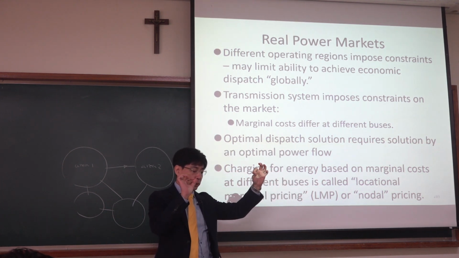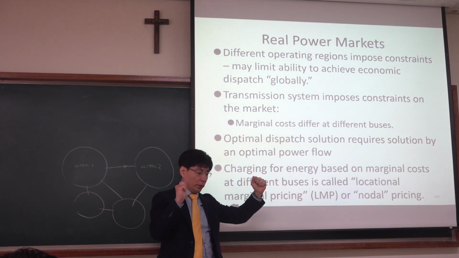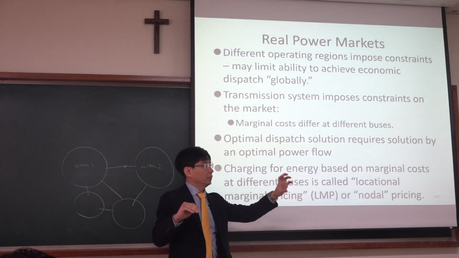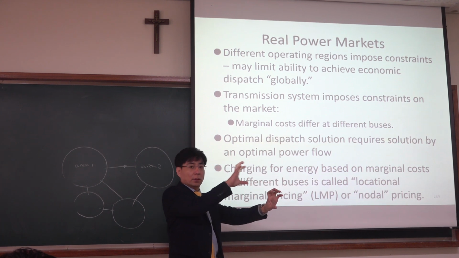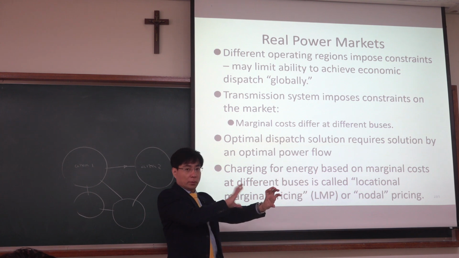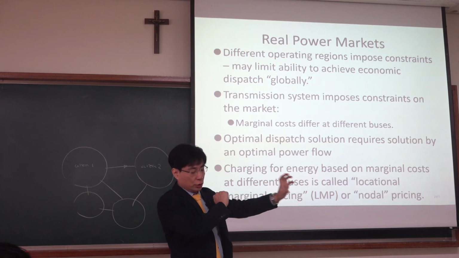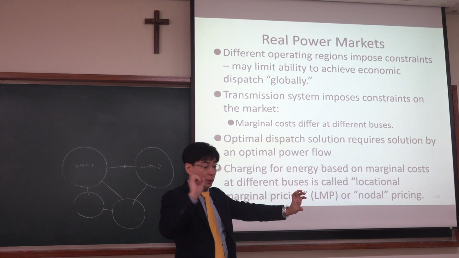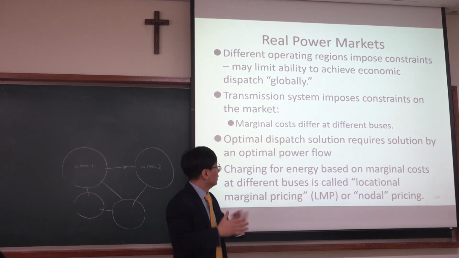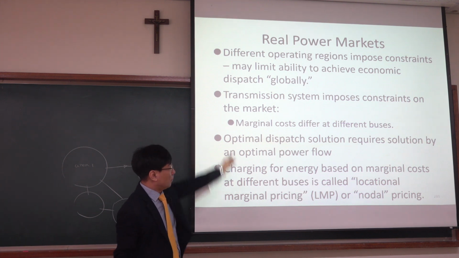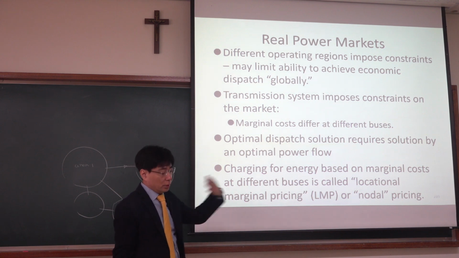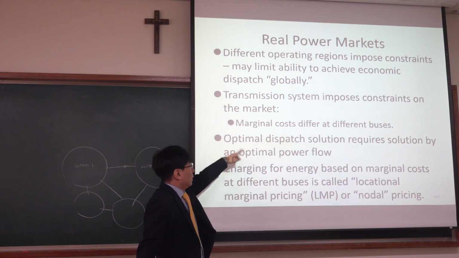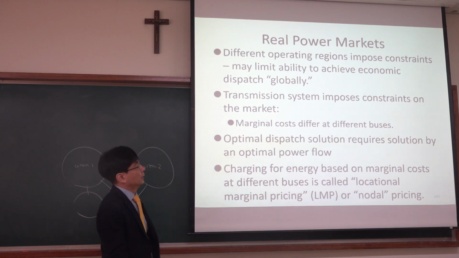Because of the transmission limit, not all generators can operate at the same marginal cost. Even if this generator is very cheap, if the line connected to this bus is already 100% loaded, it cannot generate any more, right? So we cannot use this cheapest generator in that case, and we need to use another, more expensive generator. Because of that, the marginal cost can be different at different buses. And so to consider the transmission limits, this optimal dispatch, optimal power flow, should be solved.